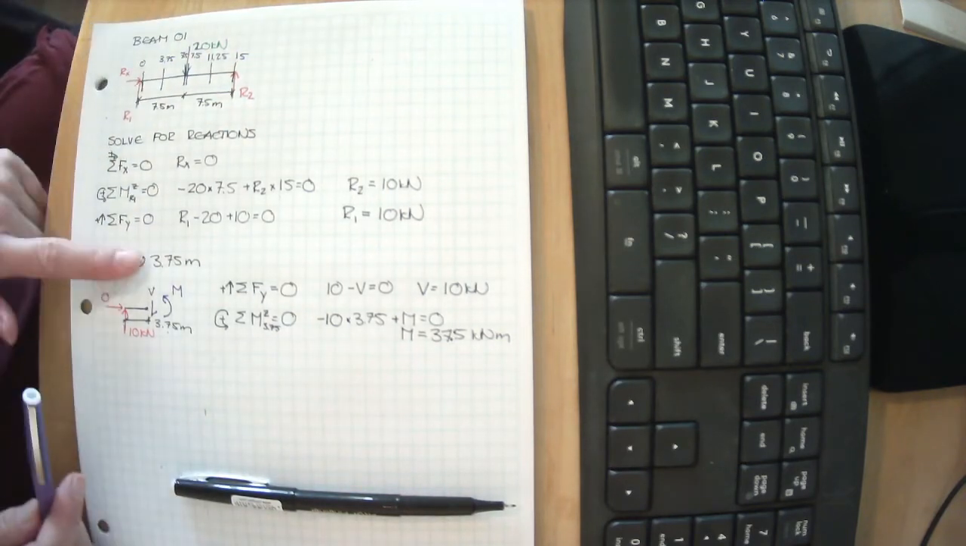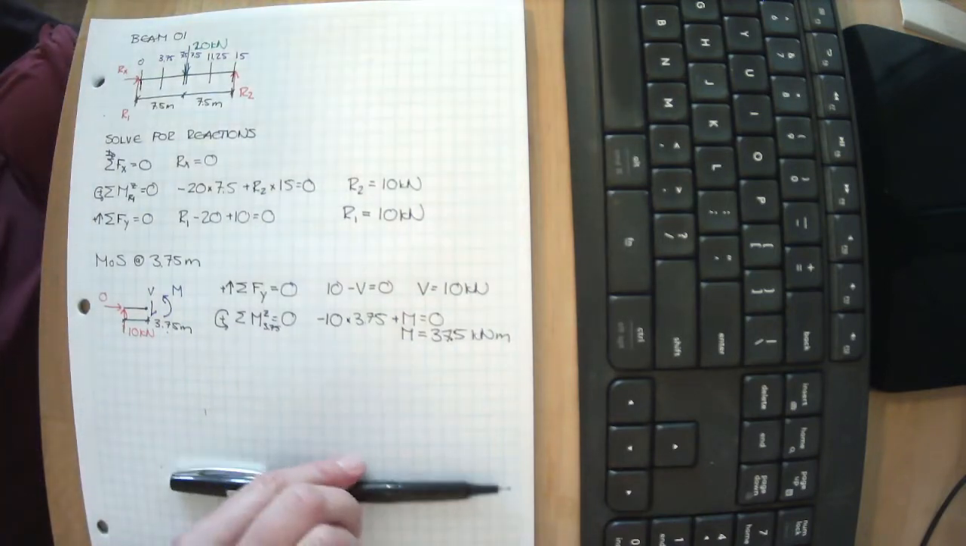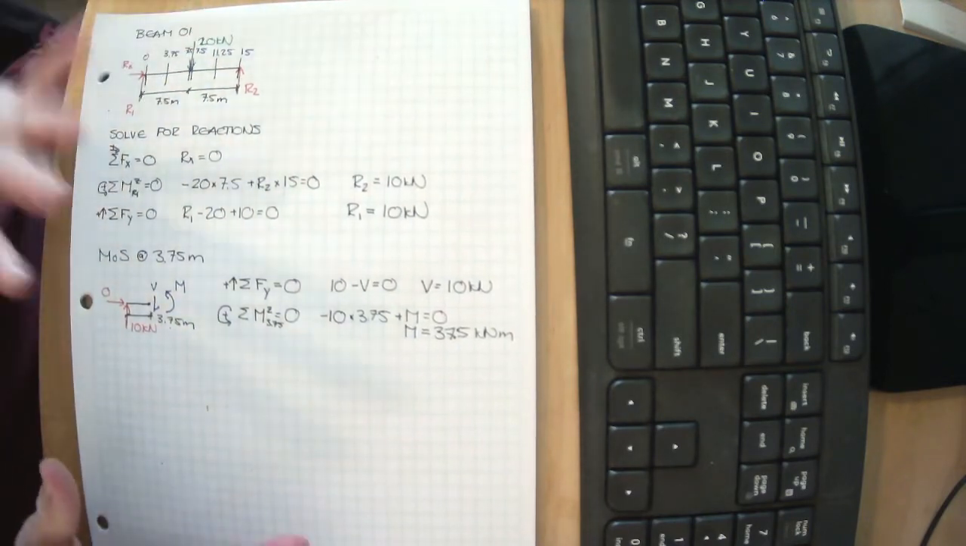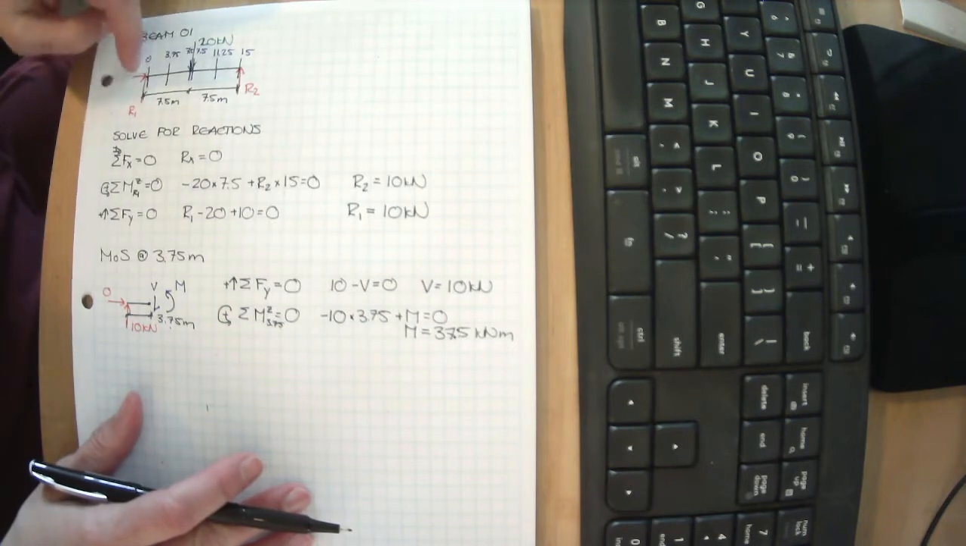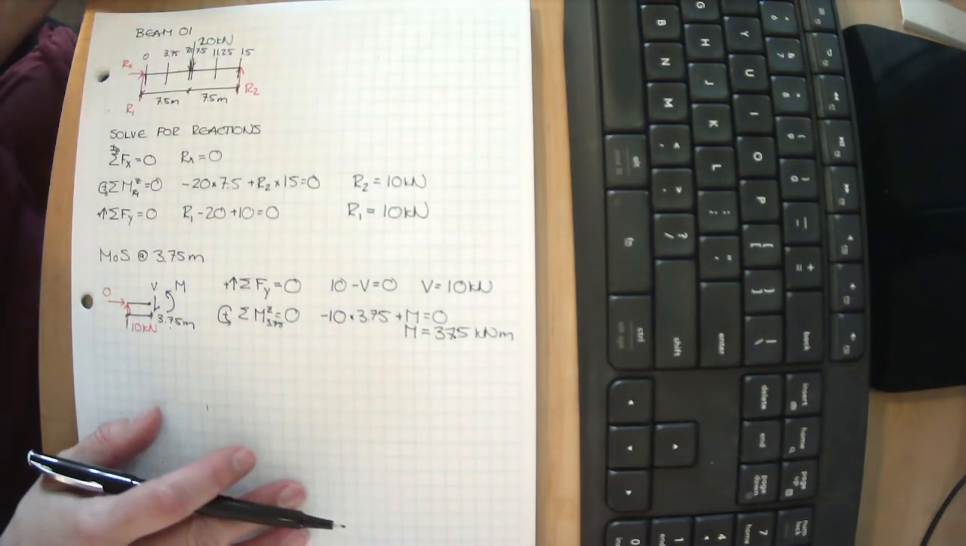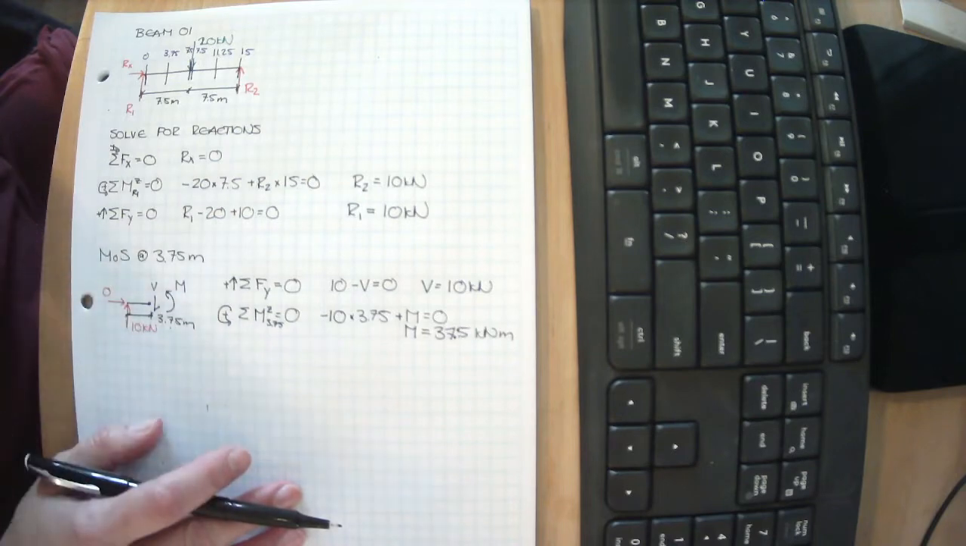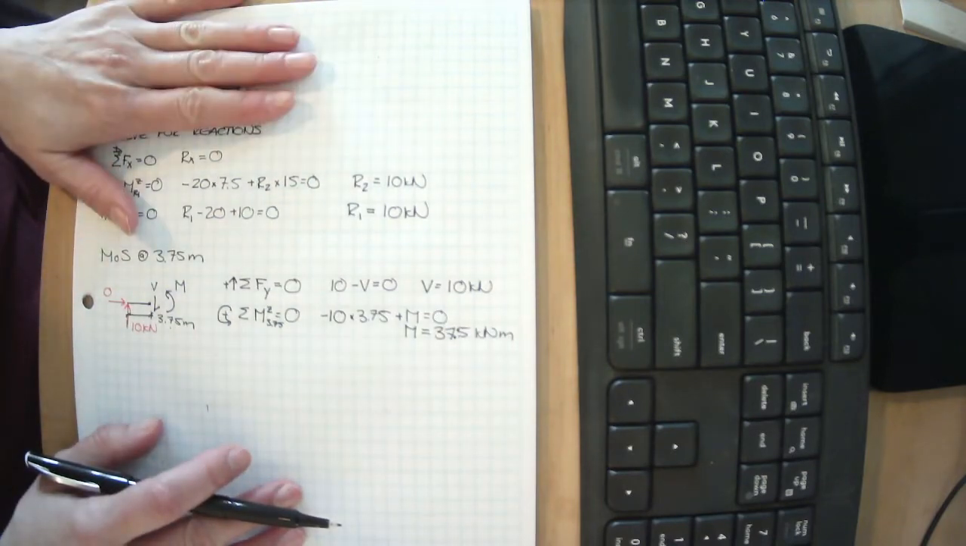Okay, so we've already cut it at 3.75 meters. Don't worry, things are going to get a little bit easier. We're not going to be cutting it all the time at 6 points. Because you could imagine, if we had a beam with like 5 supports on this, we would have to cut that a lot of times. So after we go through this process, we're going to find a way that makes it a little bit easier.